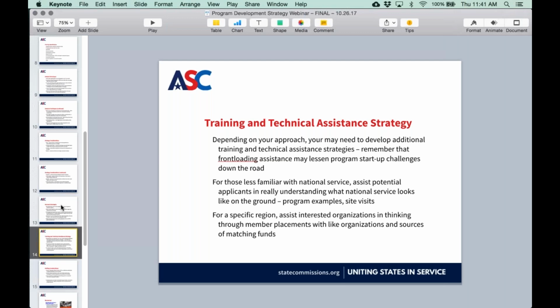And I also think, for a specific region, especially if it's an area where you have not had a footprint or not a very large footprint, assist the interested organizations in thinking through their member placements with like organizations and sources of matching funds. So that they're not trying to place 20 members all in one place, but are really thinking about partnering organizations that could also benefit from AmeriCorps and what that could look like in their particular state. There are many more things you're going to want to think about for your training and technical assistance strategy, but those are a few things we wanted to highlight for you today.